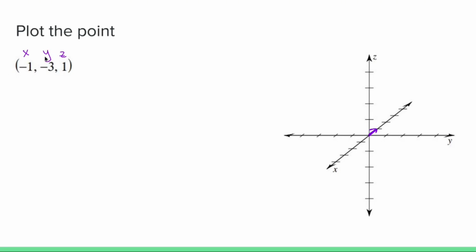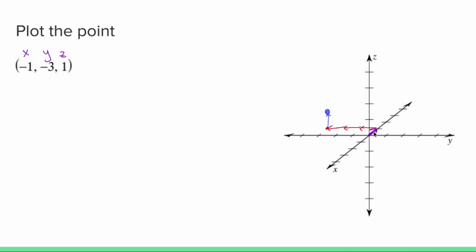Okay. Y is -3, which means we actually go left 3. So every y is about that much in length. So that's 1 step to the left, 2 steps to the left, 3 steps to the left, and we land right there. Z being 1 means we actually go up 1. So we're going to end up right around here somewhere, and that's going to be our final dot.